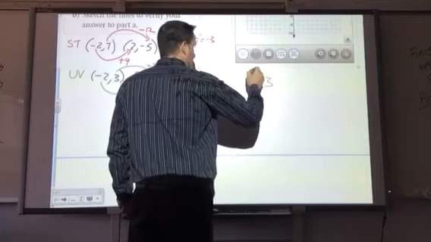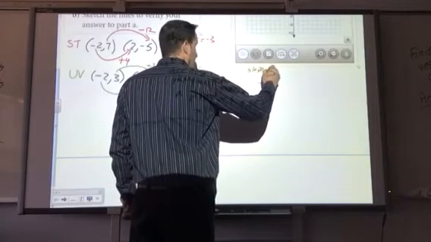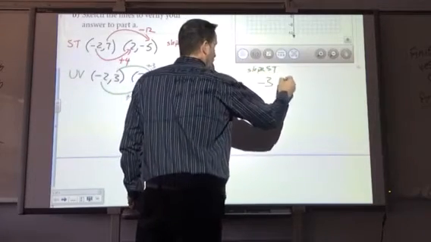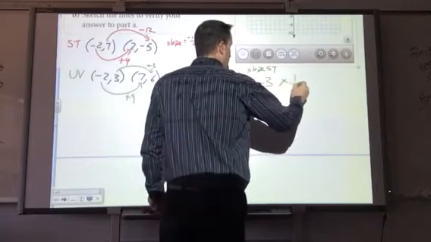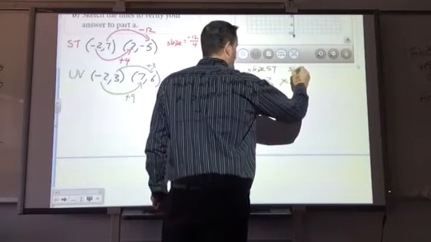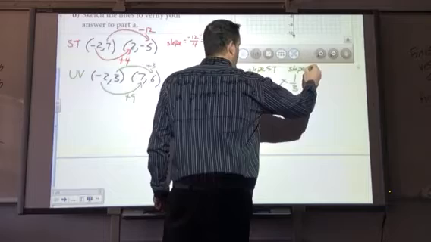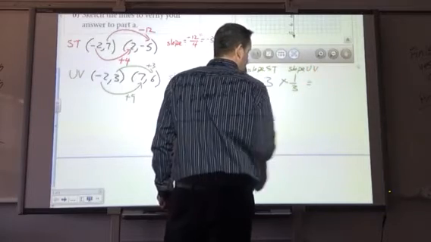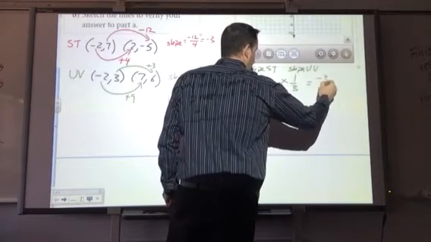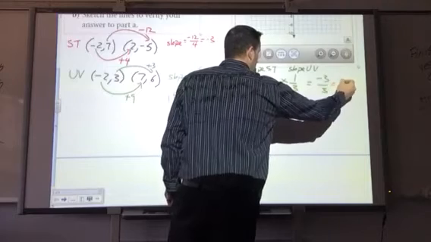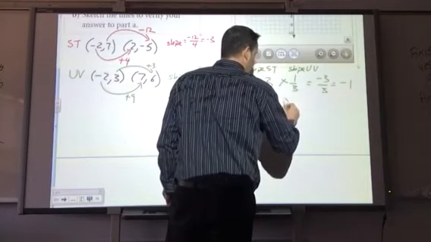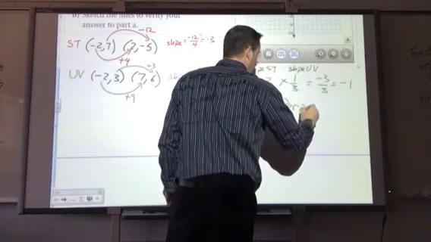-3, slope ST, times 1/3, slope UV, equals -3 over 3, which equals -1. So these lines are perpendicular.